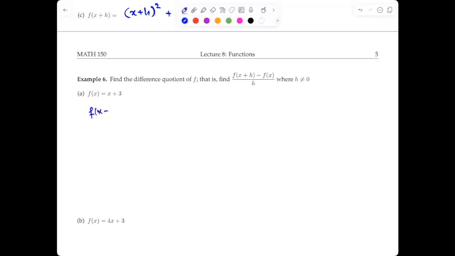That is f of x plus h minus f of x divided by h. So for f of x plus h, you look at the function, you take out the x and you replace that by x plus h. So that is x plus h plus 3. What I just wrote is f of x plus h. And now minus x plus 3, all together divided by h.